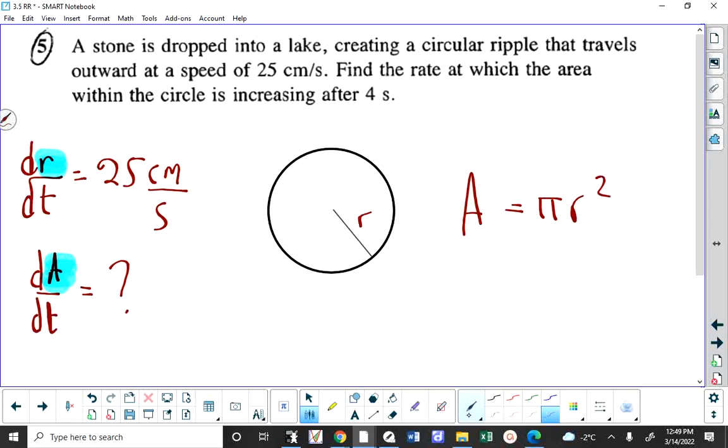Right there, it's done. Second step is to differentiate everything with respect to time. So the derivative of A with respect to time is dA/dt. Now pi, I mean there's three letters in this equation. There's A, there's pi, and there's r. A is a variable, r is a variable, but pi is a constant. It doesn't change. So we treat it as a constant.